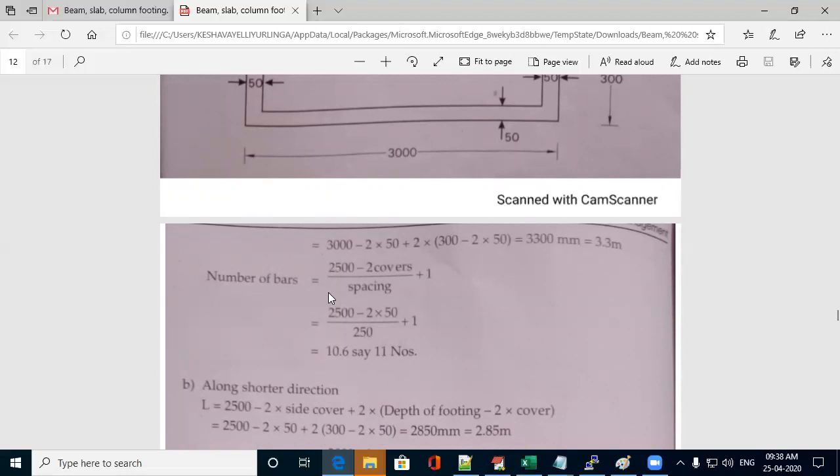We need to find the number of bars. To find the number of bars along the longer direction, you should take the shorter span, that is 2.5 meter minus 2 side covers divided by the spacing. They have given the spacing as 250 mm, plus 1. If you do the calculation, you will get 10.6. You can round it off to the next whole number, that is 11 numbers. So along the longer direction, we have 11 bars of each of length 3.3 meter.